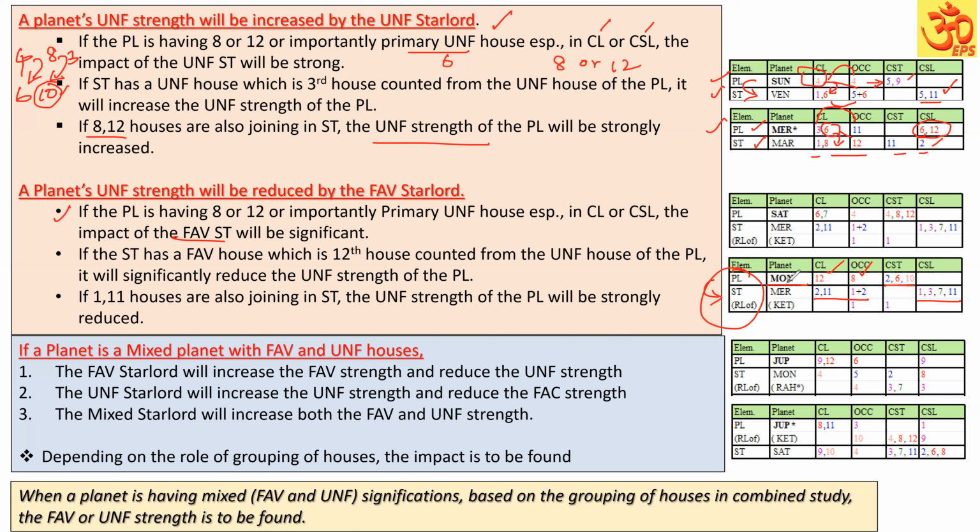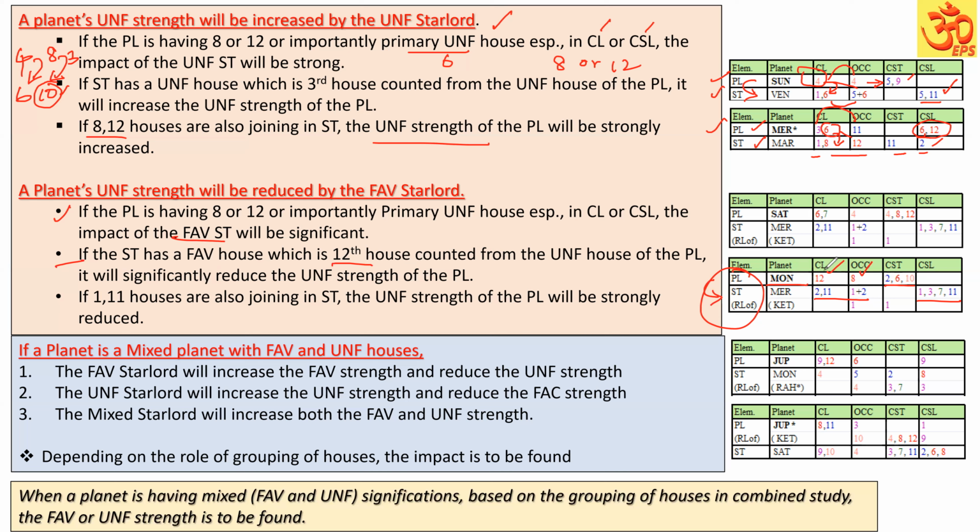Now the planet is indicating obstacles. Even if it is the 6th lord, the star lord of this planet, Mercury, will give favorable support to the planet. The 12th lord is in the star of a planet having 2, 11, 1 and 2. You can see the next point I have given: the star lord has a favorable house, which is the 12th house counted from the unfavorable house.